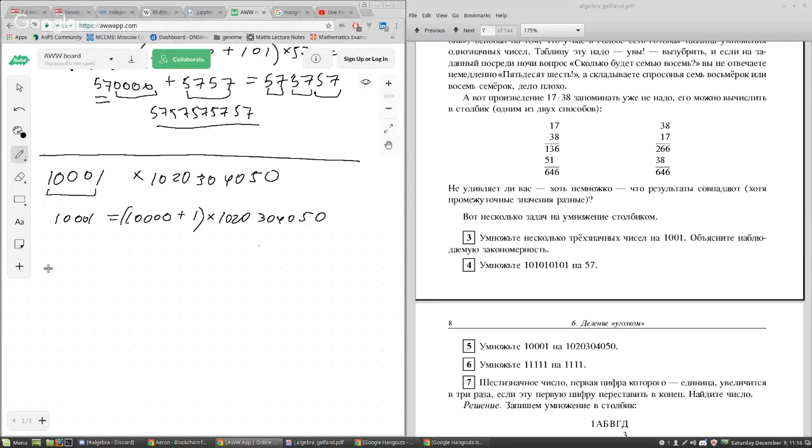Now we invoke the distributive property. So we get 10,000 times this number 10, 20, 30, 40, 50, plus 1 times this number. Well, 1 times anything is itself, so this expression doesn't change my number. Now, when I multiply by 10,000, I know what happens: I attach 4 zeros at the end. So I have 10, 20, 30, 40, 50, and now I'm going to put 4 more zeros. So 1, 2, 3, 4.